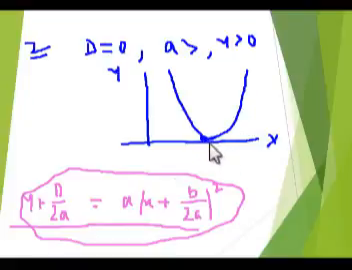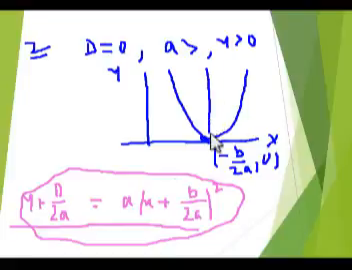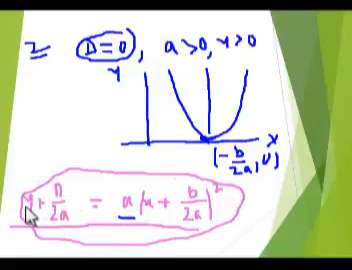So where the point touches, d is 0, it will be minus b by 2a, 0, and of course its axis is parallel to the y-axis. So in this case d is equal to 0, a is greater than 0, and y must be greater than 0, because this is greater than 0. So this is the graph for this case.